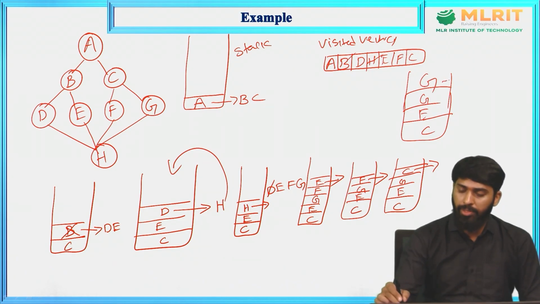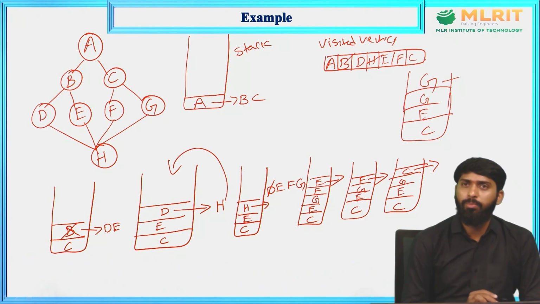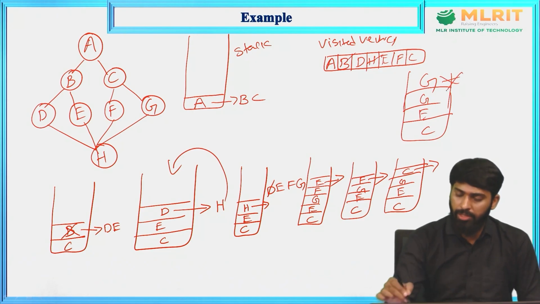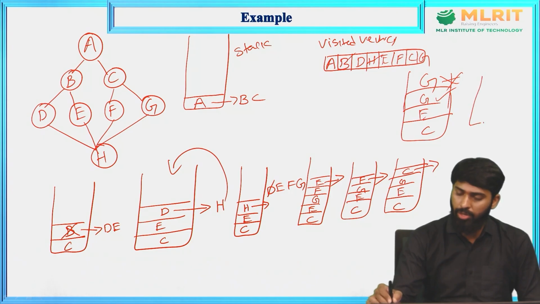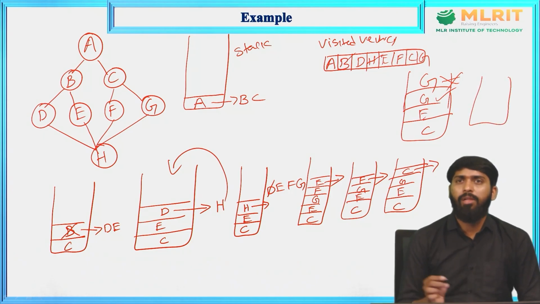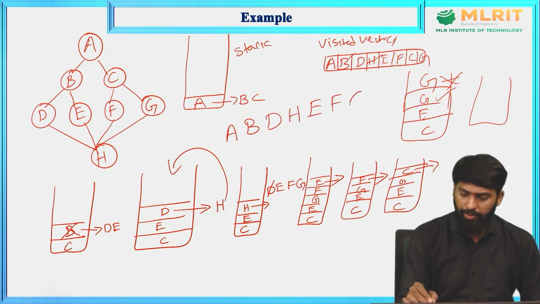Now again pop G. G's adjacent vertices are H. H is visited. F is visited. C is visited. No need to push any adjacent vertices. So G is deleted and G is visited. Now again G, same happened. No vertex is inserted into the stack, and E is already visited, C already visited. So the stack is empty. If you pop all the elements from the stack, the stack is empty now. Now this is the traversal: A, B, D, H, E, F, C, G.